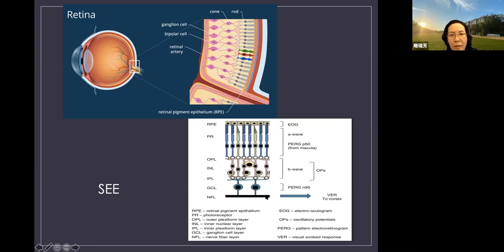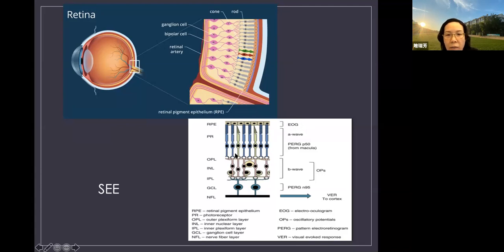In this process, we have some important cells. If we know what the cells are doing, we'll know if something impairs these cells what disorder we will have, and we will know what we will get when we record electrophysiology. For example, if a disorder damages the RPE and photoreceptors, we can get something from the EOG.